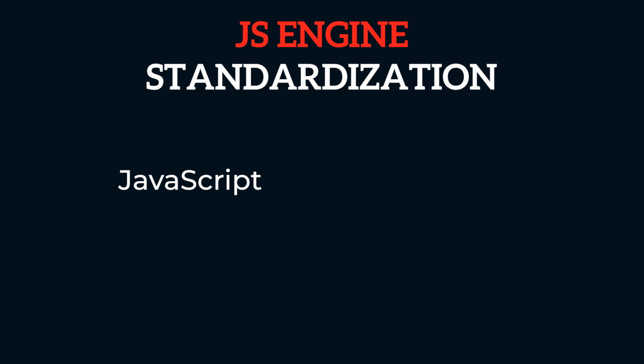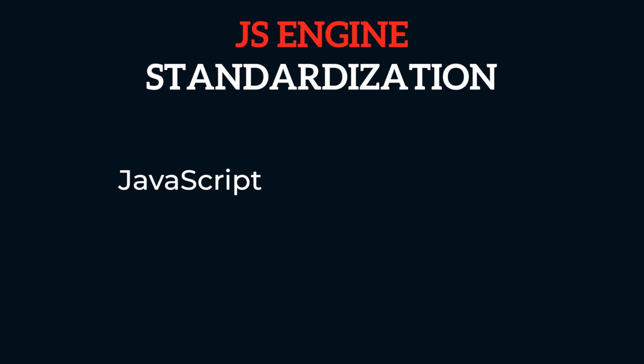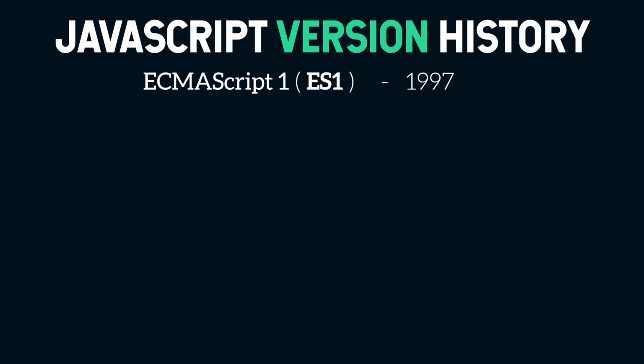Other than JavaScript, JScript, ActionScript, etc. follows ECMAScript guidelines. But JavaScript is the most popular implementation of ECMAScript, and hence most of the time the word JavaScript and ECMAScript are used interchangeably. Hence the JavaScript version is same as that of ECMAScript. The first version of ECMAScript is published in 1997, called as ECMAScript 1. Since ECMAScript is often abbreviated as ES, in short, it is also called as ES1. Here is the JavaScript version history from ES1 onwards.